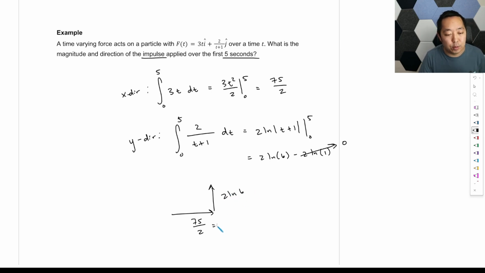Let's just put them as decimals. 75 divided by 2 is 37.5. The y component is going to be 2 natural log of 6. Remember, we've got to do this as vectors. This is going to be 3.58.